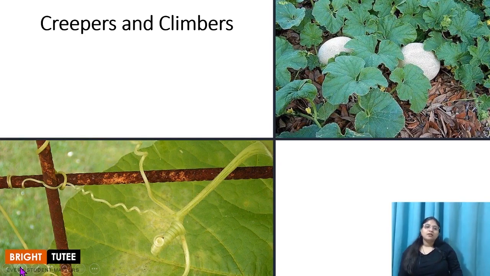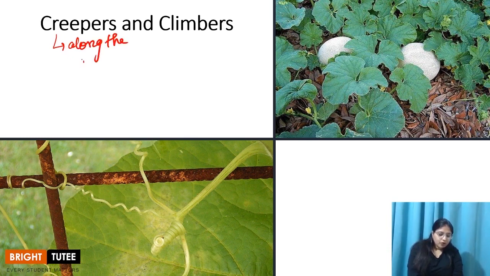So these are the two kinds. One is the creeper and the other is the climber. Now the name is pretty clear. You will be able to understand these by the name itself. Creepers are the plants which actually creep along the ground, right? They do not actually climb. They are just creeping along, right?